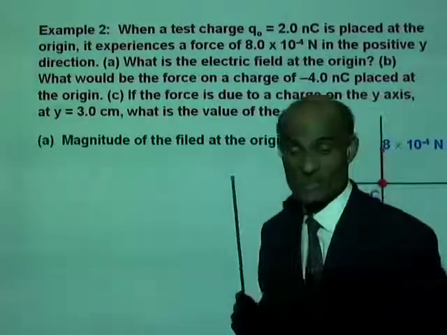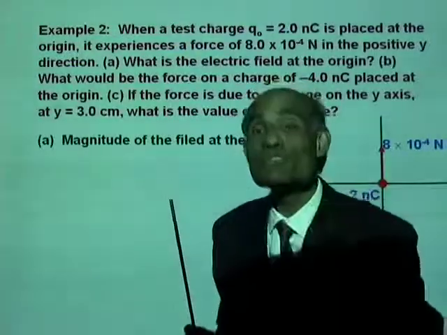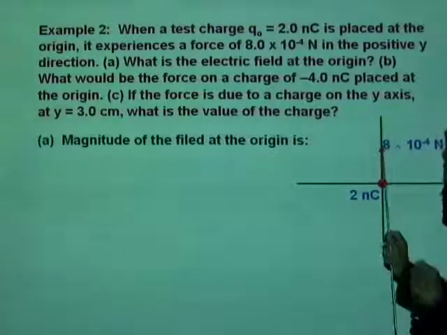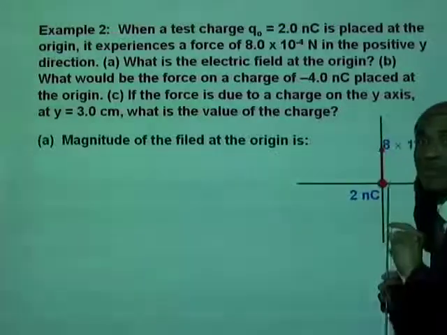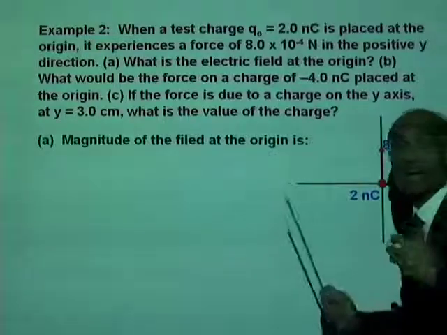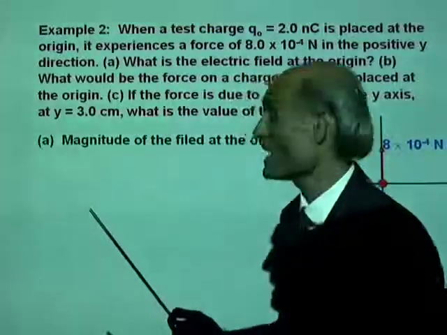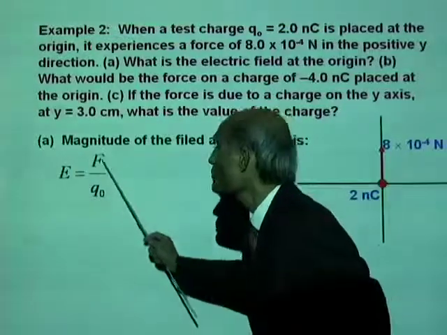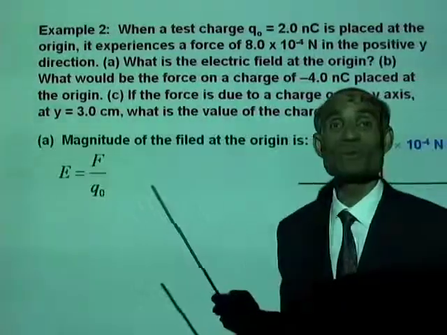Remember, the definition of electric field is force experienced by a unit test charge. A 2 nanocoulomb at the origin experiences this much force. Therefore, if you place a unit test charge at the origin, what will be the force? It will be the force divided by the charge. The force per unit charge is force divided by the charge. So E equal to F over Q0 will be the force per unit charge. The definition of the electric field is force per unit charge.